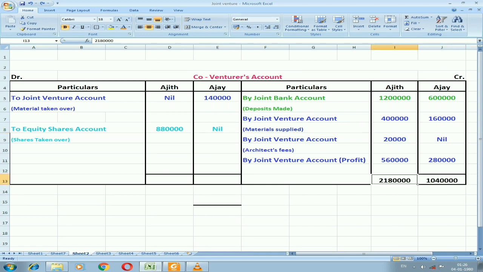So we need to do the total, which will be more on the credit side. By doing the total, we will get a balance. That balance should be transferred to joint bank account. To joint bank account balance brought forward 13 lakh and 9 lakh in the Ajay column.